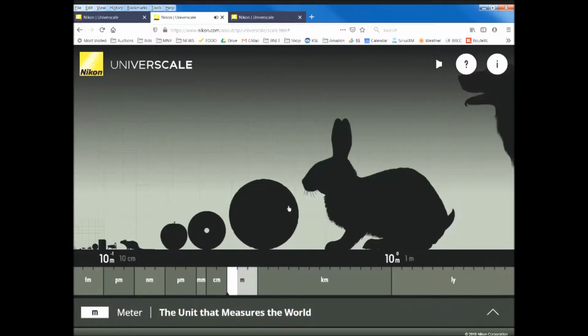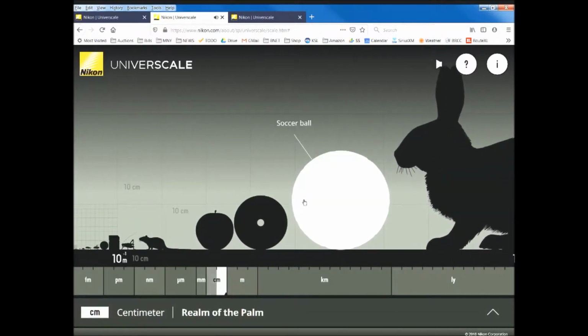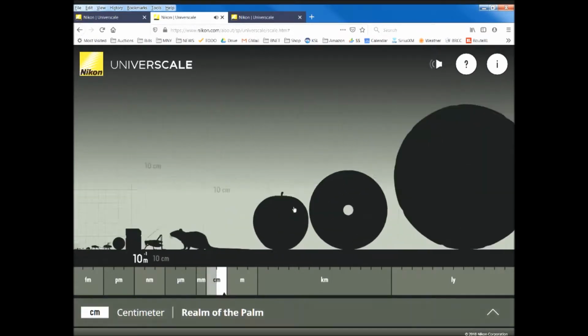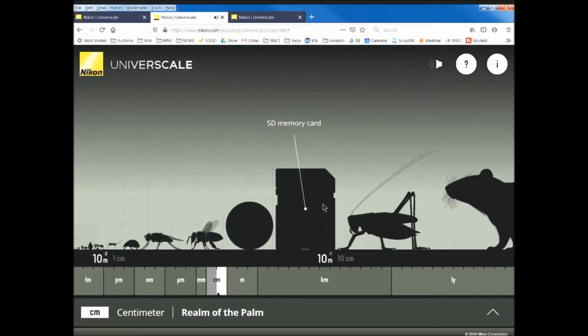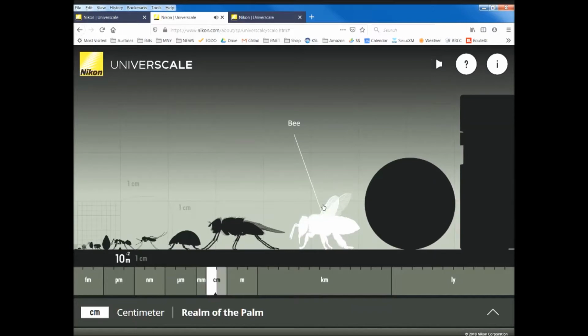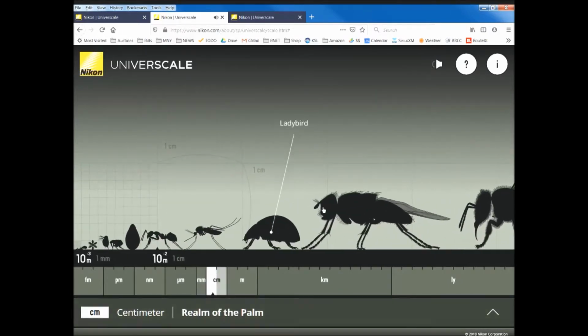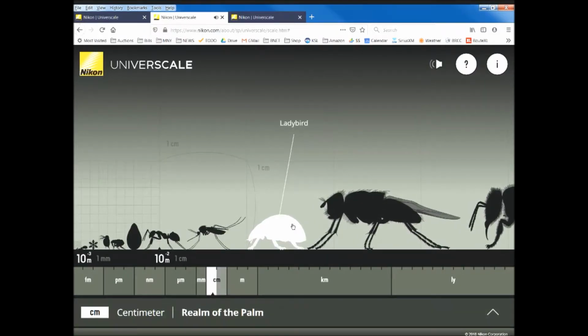So we're getting smaller. Here's a soccer ball, maybe about 15 to 20 centimeters. Zoom in a little bit more. Here's an apple, 10 centimeters, that is. A mouse. Here is a bee, so we're a little less than a centimeter. Zoom in a little bit more. Here's a ladybug, getting into the millimeter size now, not quite there yet.